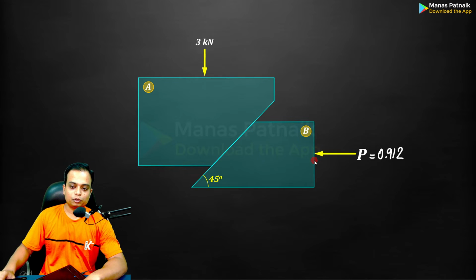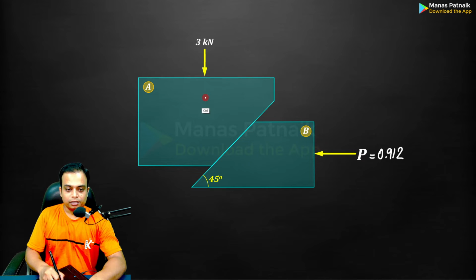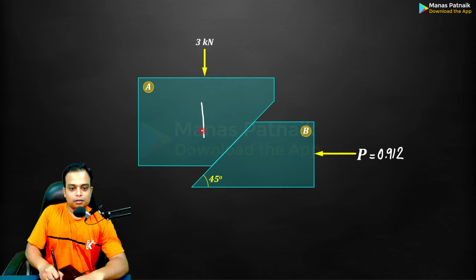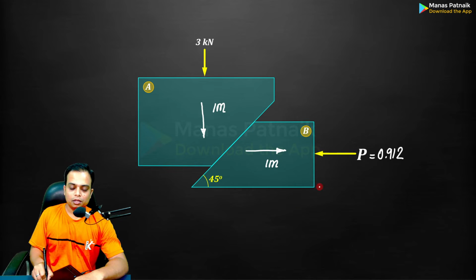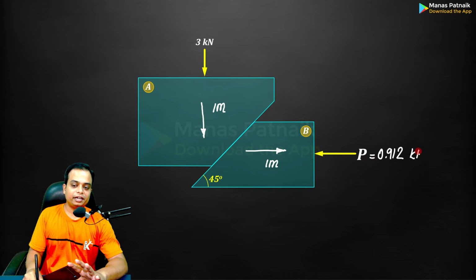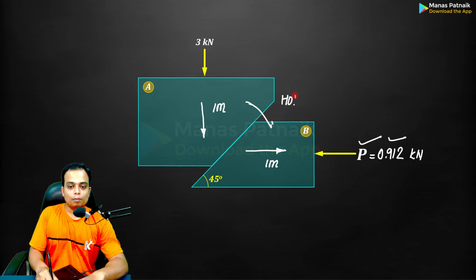The impending motion was already known to you. So here, this was the impending motion. And block B, this was the impending motion. You just had to apply sufficient force so that this force is able to hold these two blocks together.